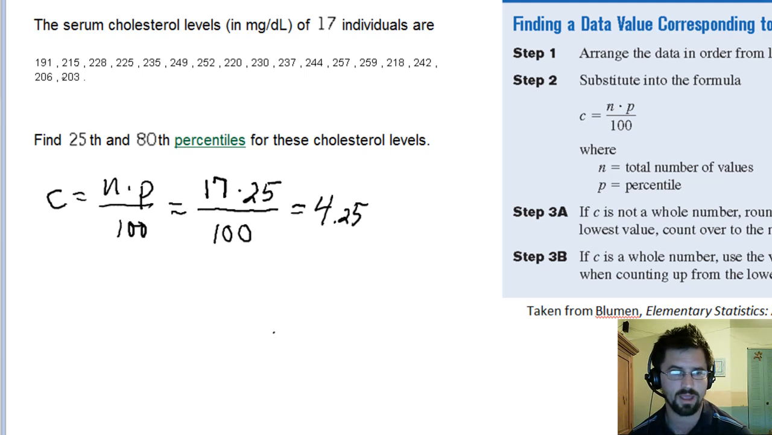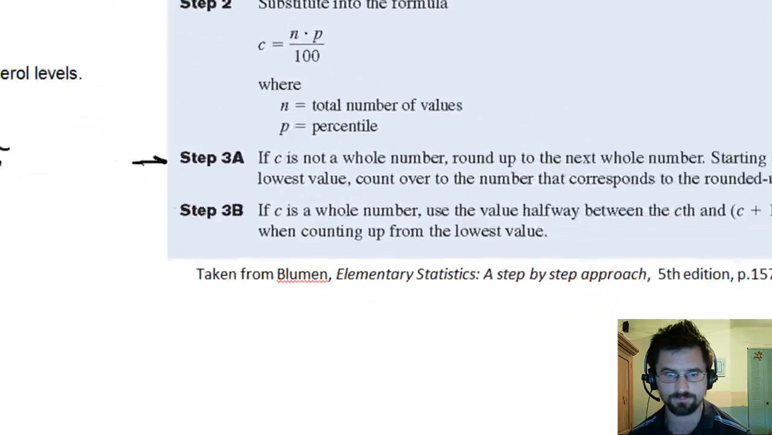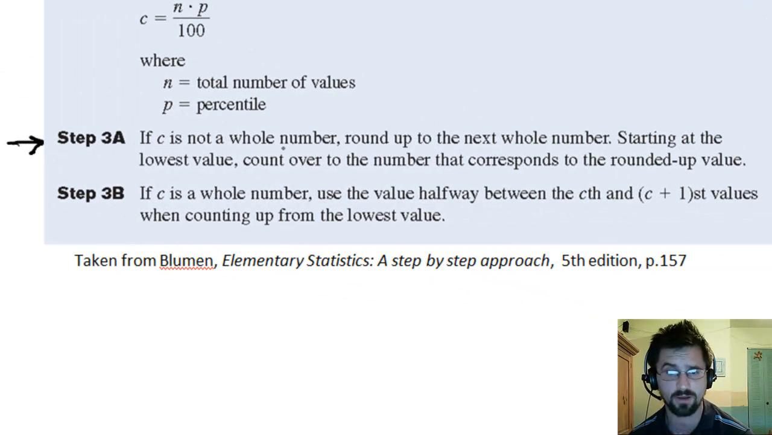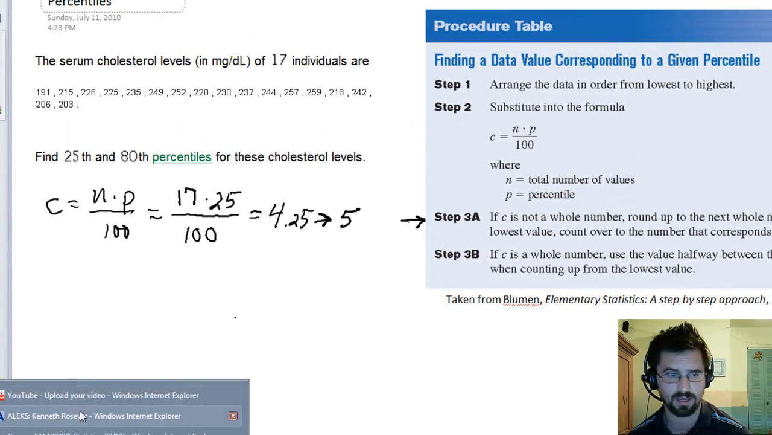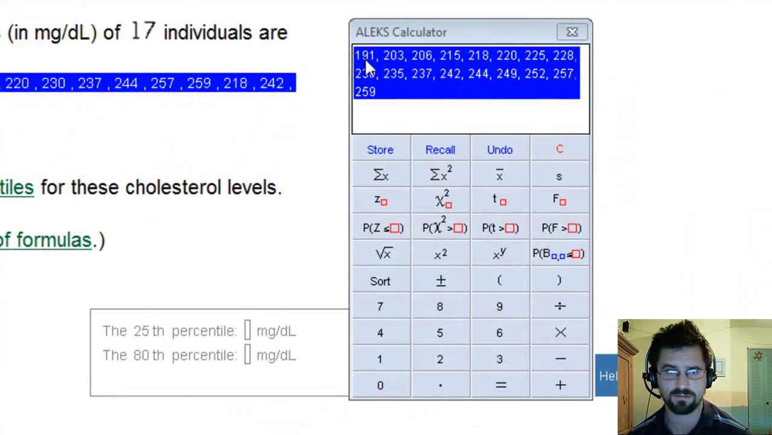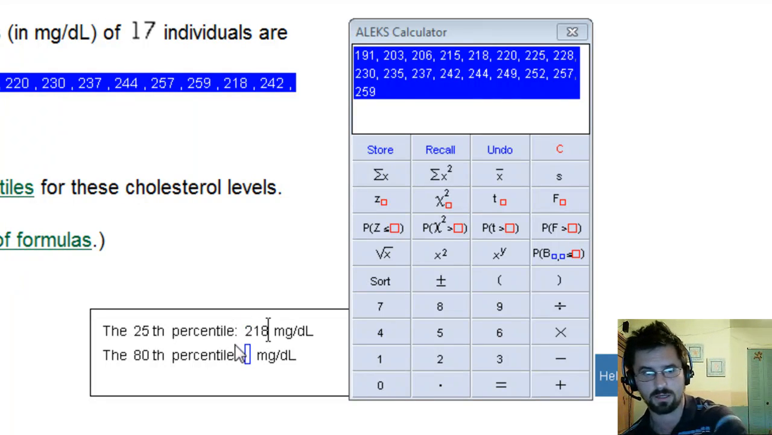Now on the list you will have a fourth element, you'll have a fifth element, but you won't have a 4.25 element. So what you have to do is look at step 3a. It says if C is not a whole number, round up to the next whole number. Starting at the lowest value, count over to the number that corresponds to the rounded up value. So I round this up to 5, and going back to my list in Alex, I count to the fifth number. 1, 2, 3, 4, 5. It's 218. So down here I can type in 218.